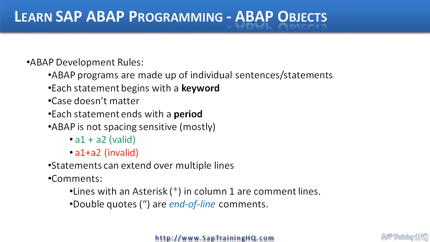And lastly, comments. Pretty simple. An asterisk in the first column of any line makes the whole line a comment. Then if you want a comment in a line, you use the double quotes at the end of your statement.